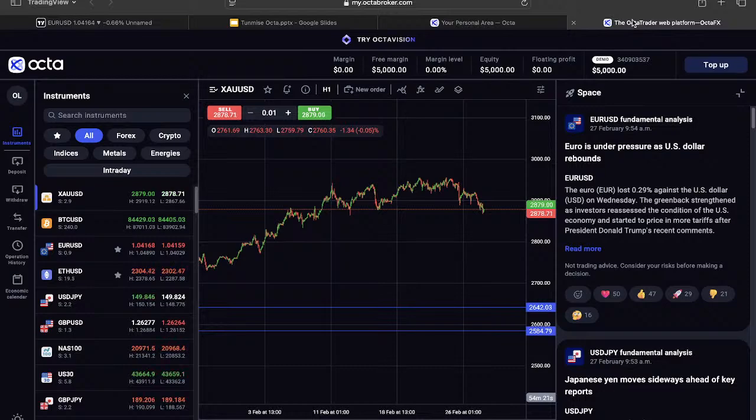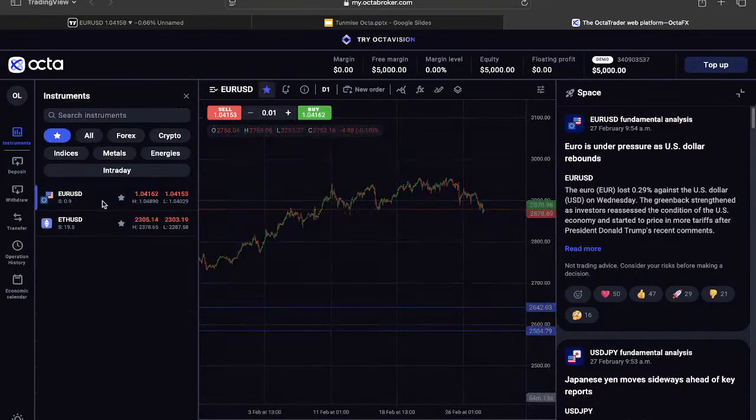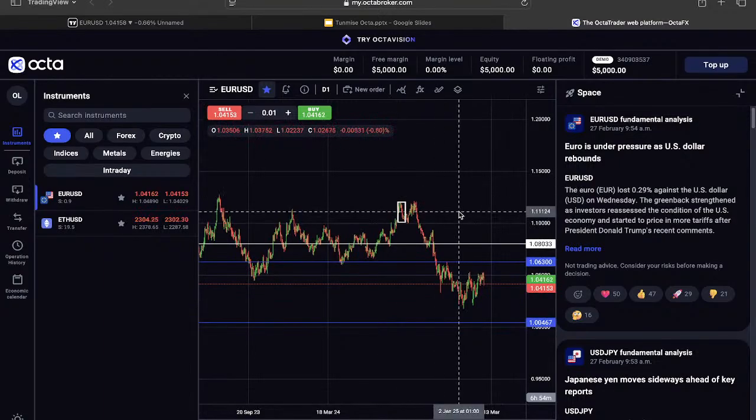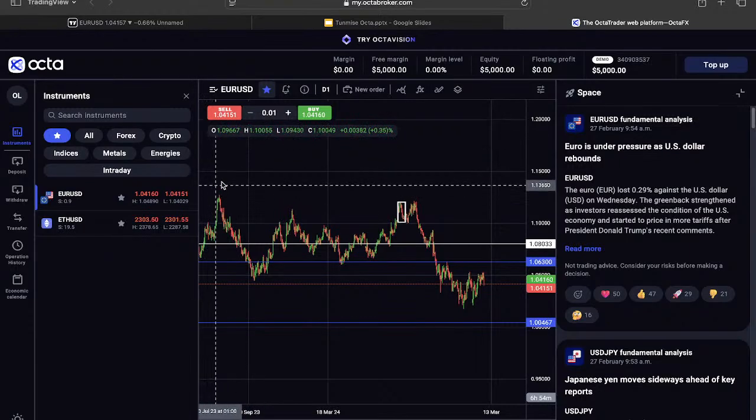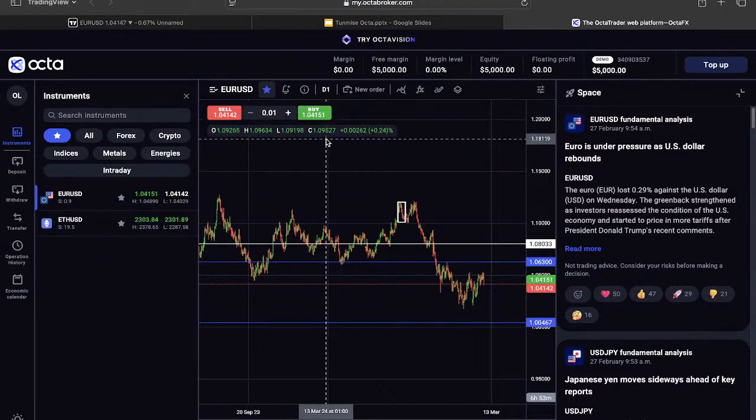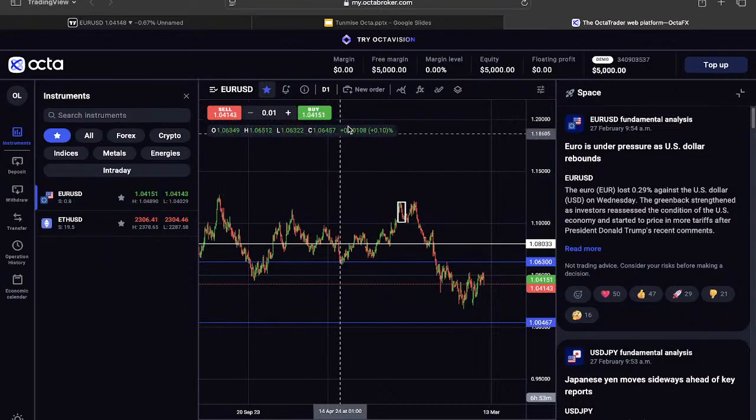All right, so what we're going to be doing here is looking at our currency pair, Euro USD. Mind you, this is our Octa trader platform. You need to get yourself acquainted with it to enable you to have more flexibility trading. Okay, good. So we're going to carry out an analysis on the Euro USD now.